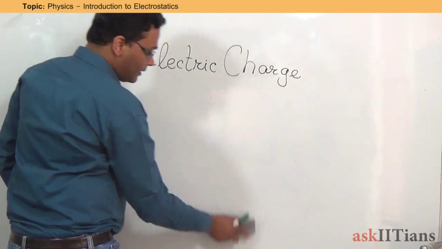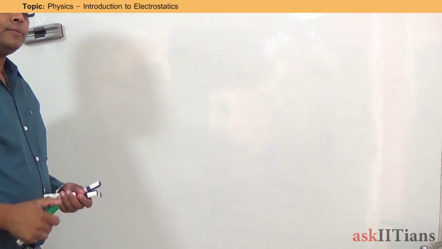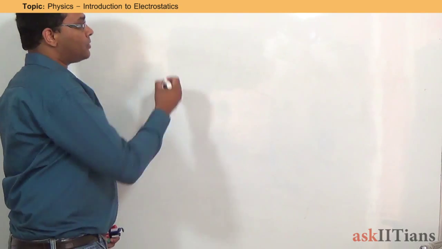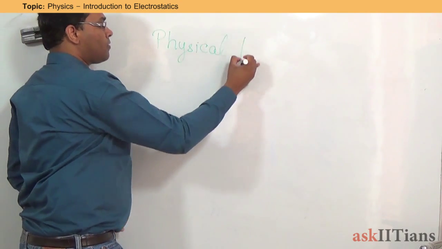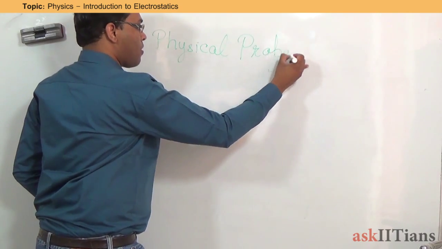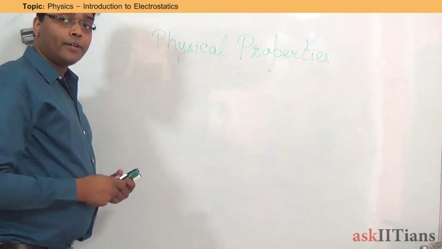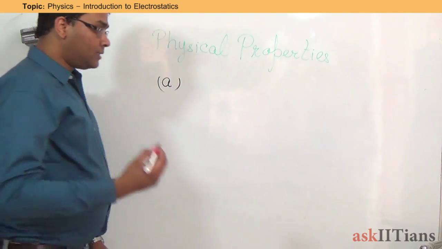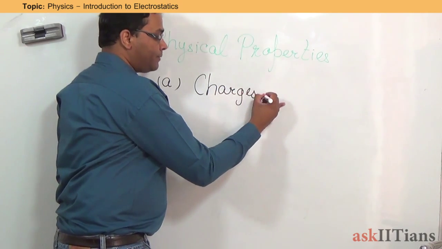Taking this view further, obviously we need to understand how exactly the charges are going to be transferred and what the physical properties are. So let's first discuss the physical properties of charges. So when we talk about the physical properties, the first thing is that charges are quantized. Let me explain what that means.